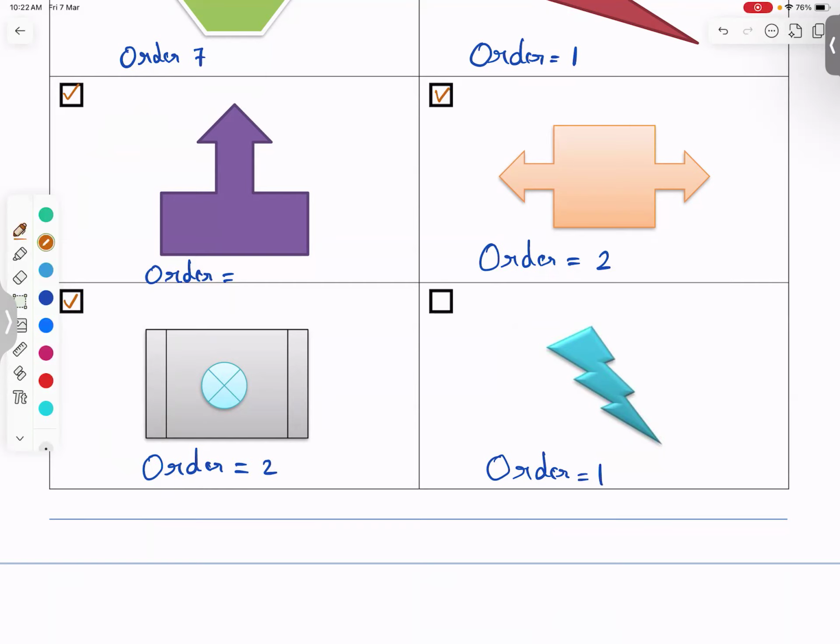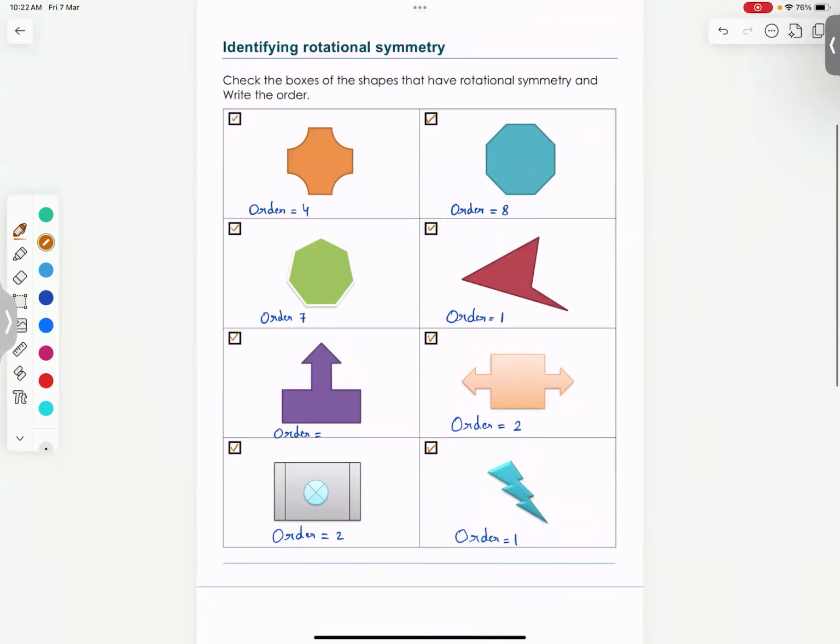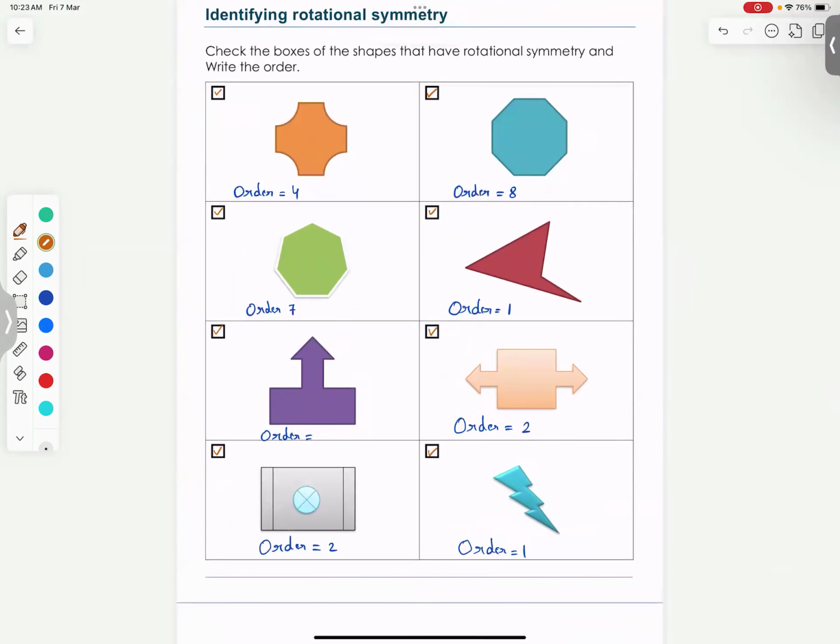So all diagrams have rotation symmetry, as you can observe, and some diagrams which cannot rotate through other angles can rotate through 360 degrees. So that's why it has one order symmetry. And how much order symmetry does this diagram have? It also has one order symmetry, because it can rotate through 180 degrees and 360 degrees.